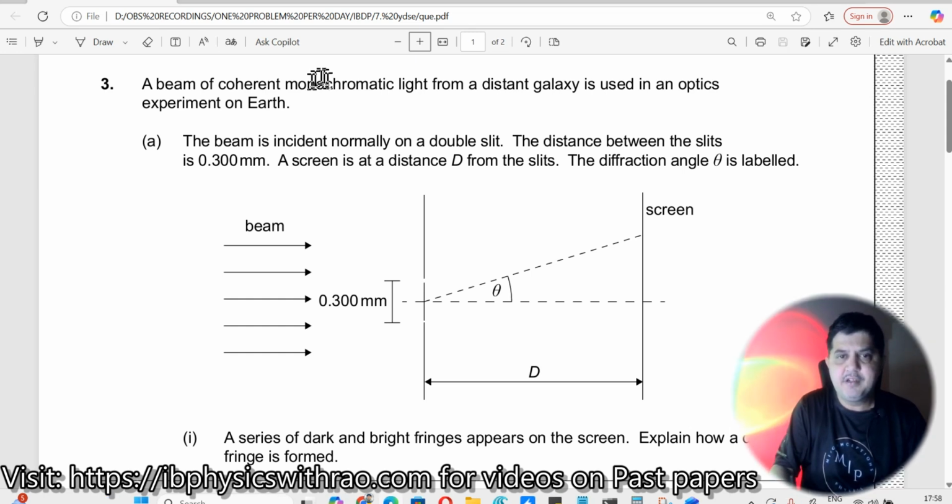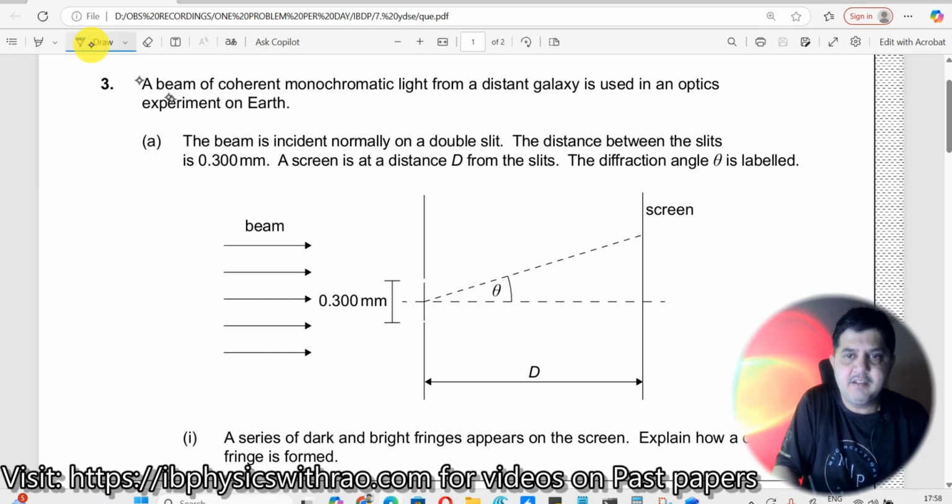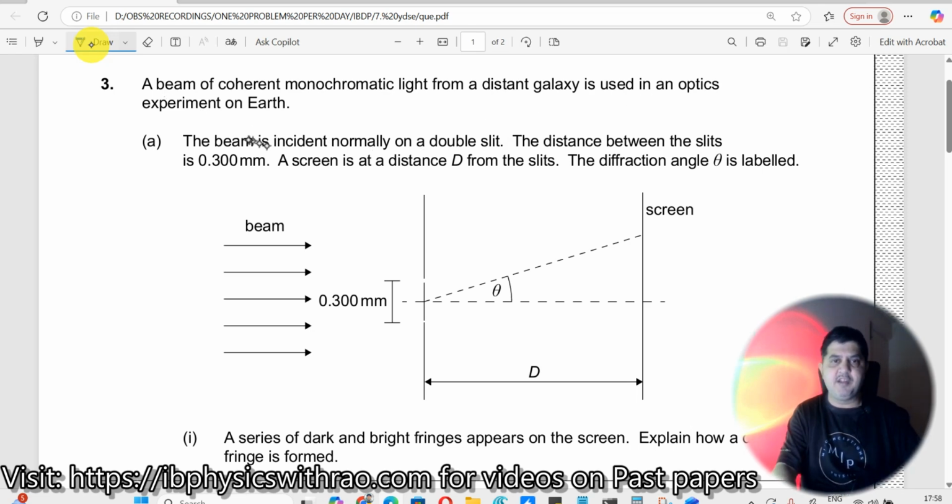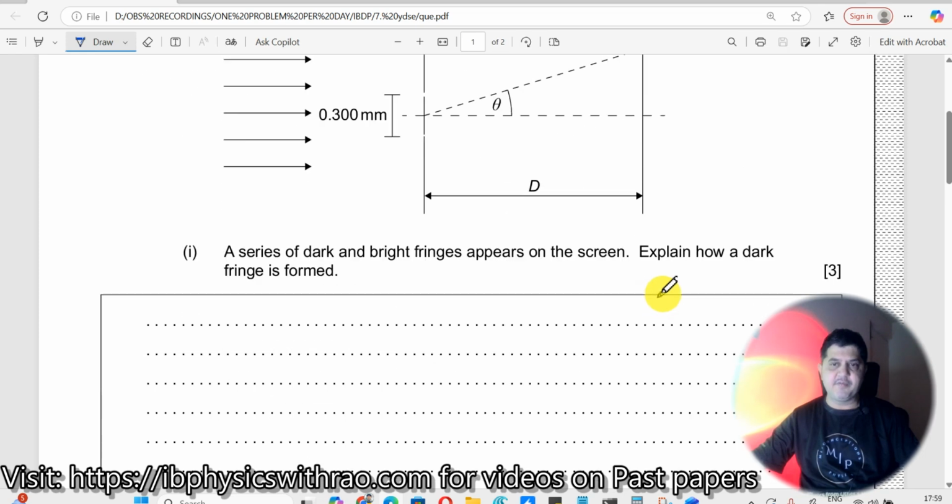So a beam of monochromatic light from a distant galaxy is used in an optics experiment on Earth. The beam is incident normally on a double slit. The distance between the slits is 0.3 millimeters. The screen is at a distance D from the slits. The diffraction angle theta is labeled. A series of bright and dark fringes appears on the screen. Explain how a dark fringe is formed.